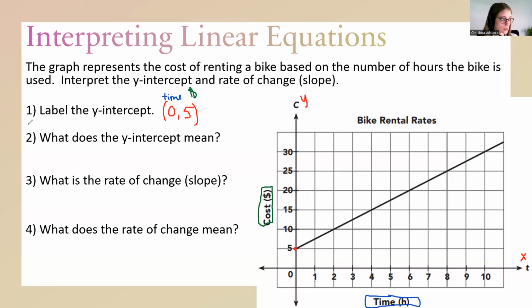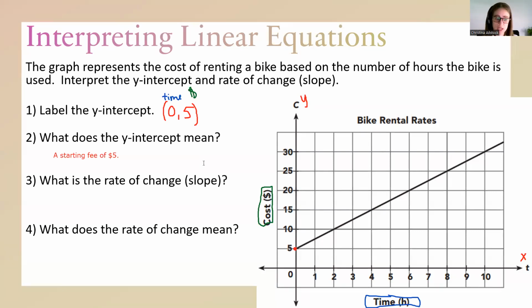So that's $5. So to put this together, we're being told that at the very start, at the very beginning, we're going to have to pay $5. So we have a starting fee, or you could call it a flat fee, of $5. So no matter how long I rent this bike for, whether it's 30 minutes or whether it's 18 hours, I'm going to have to pay a starting fee of $5.